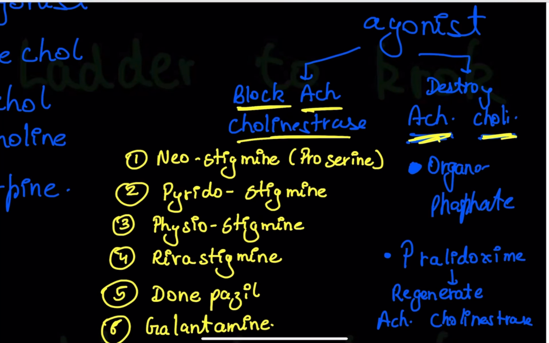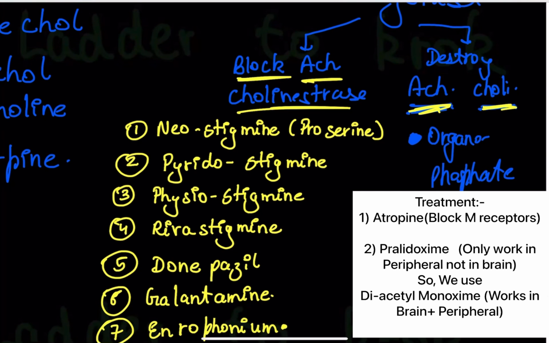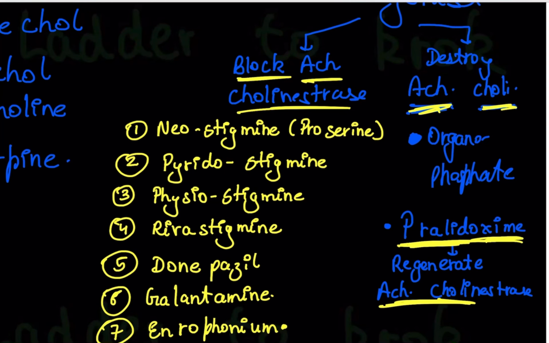And those that destroy acetylcholinesterase are organophosphates. What we give in their treatment is usually pralidoxime, an oxime, which regenerates acetylcholinesterase. What is the function of acetylcholinesterase? Usually acetylcholinesterase decreases acetylcholine in the synapse.